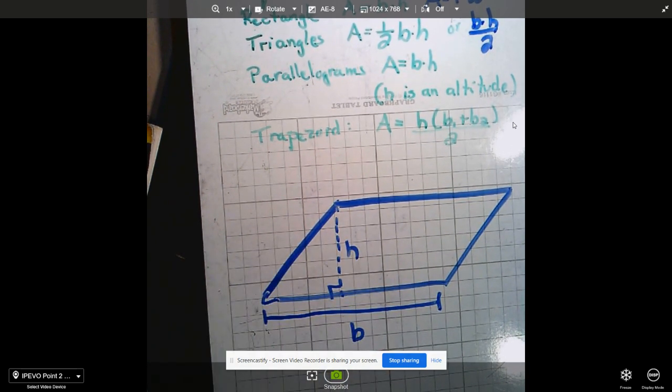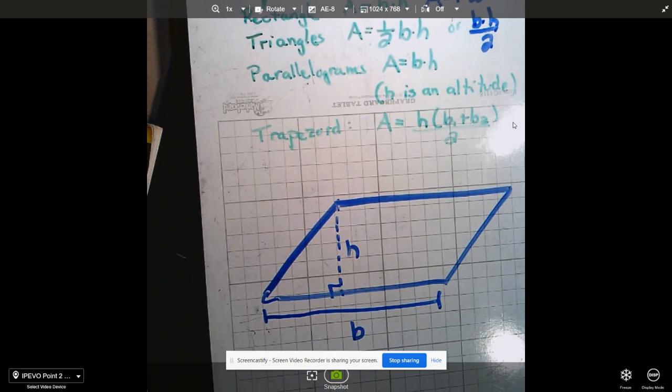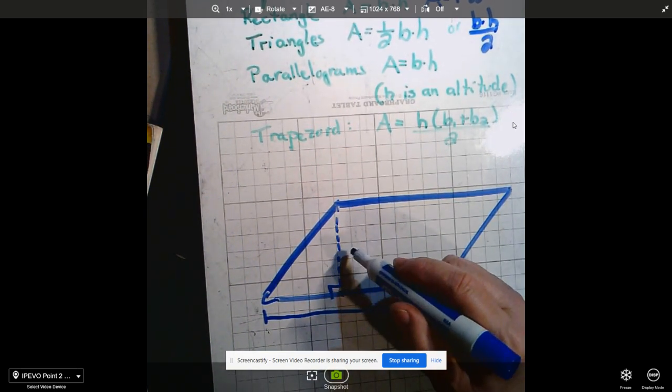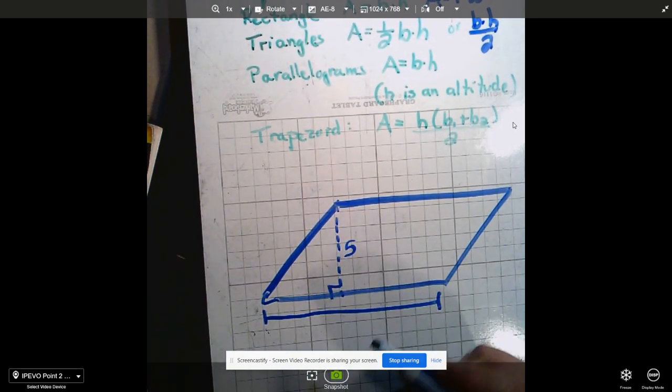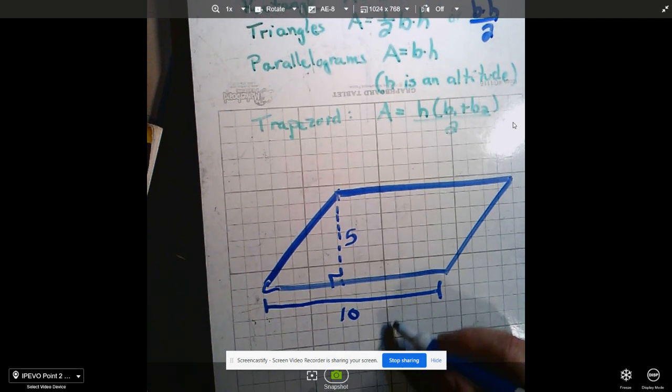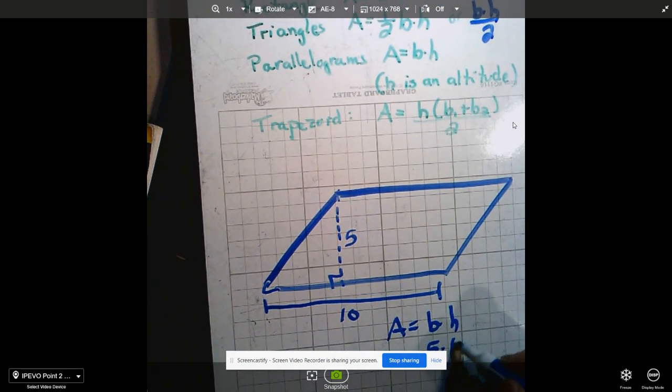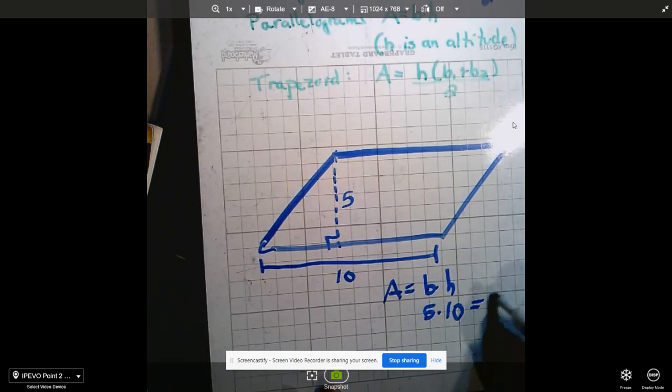So when you're looking at a parallelogram, you always have to look for that altitude, just like you did in a triangle. So now if I said this altitude was 5 and this here was 10, then the area would be base times height, which would be 5 times 10, which would be 50, again, units squared.